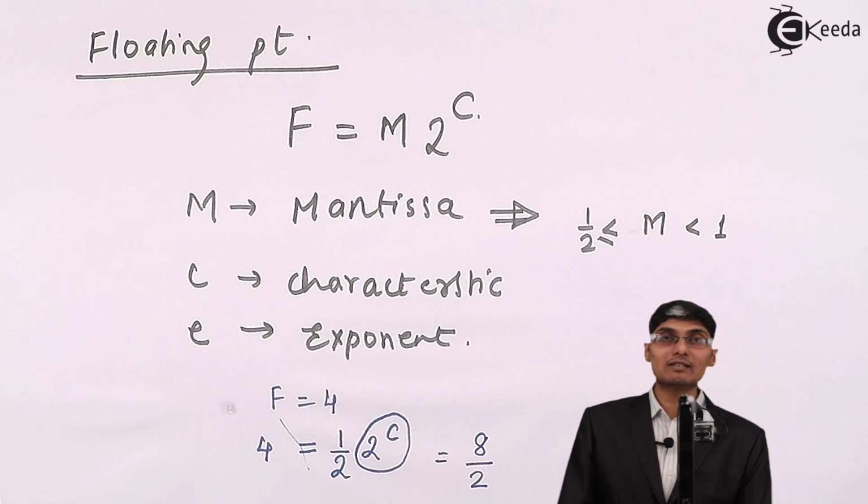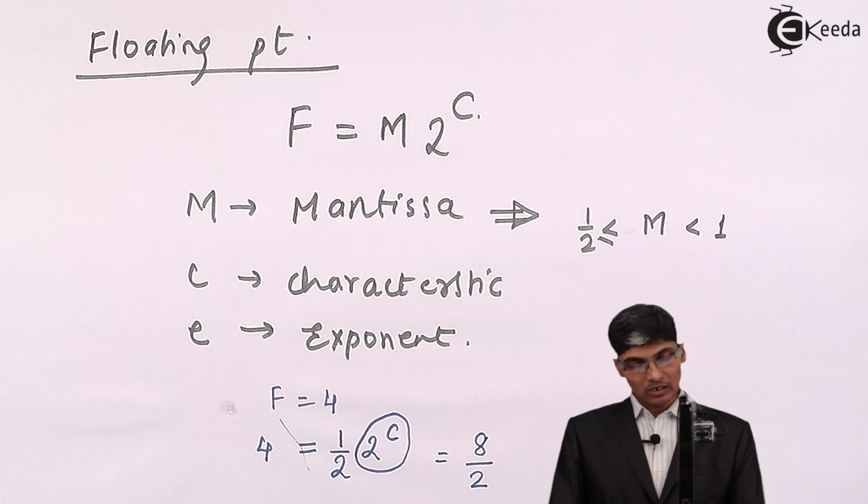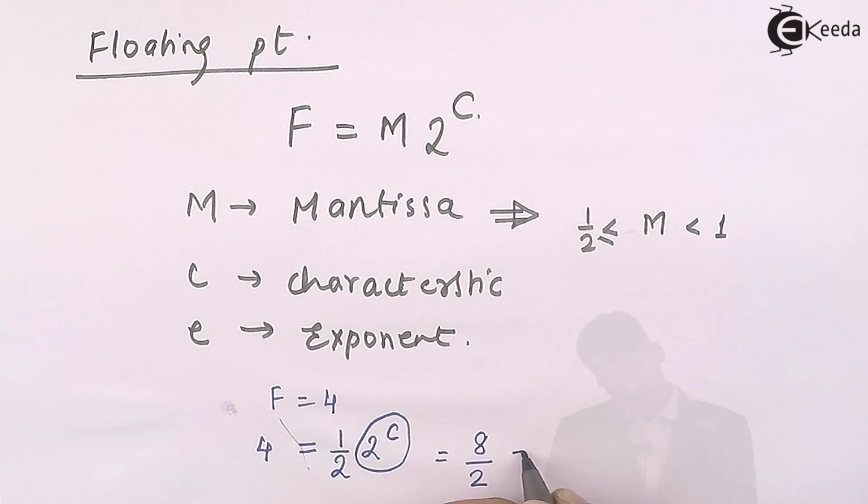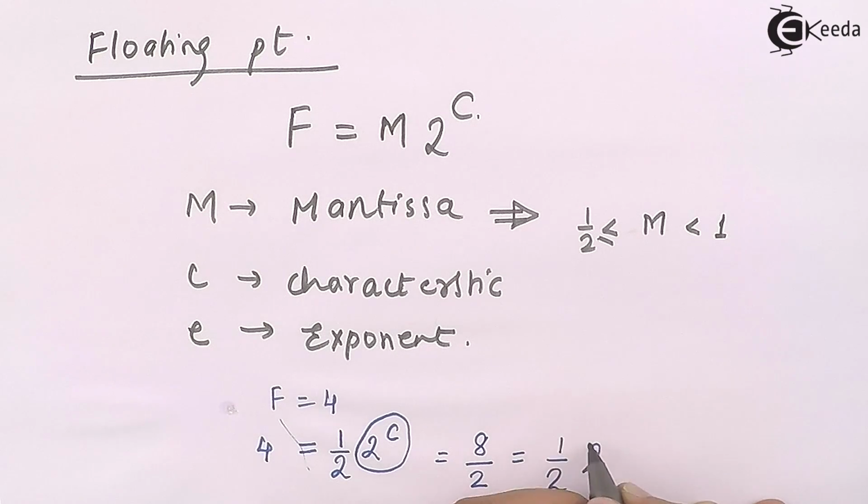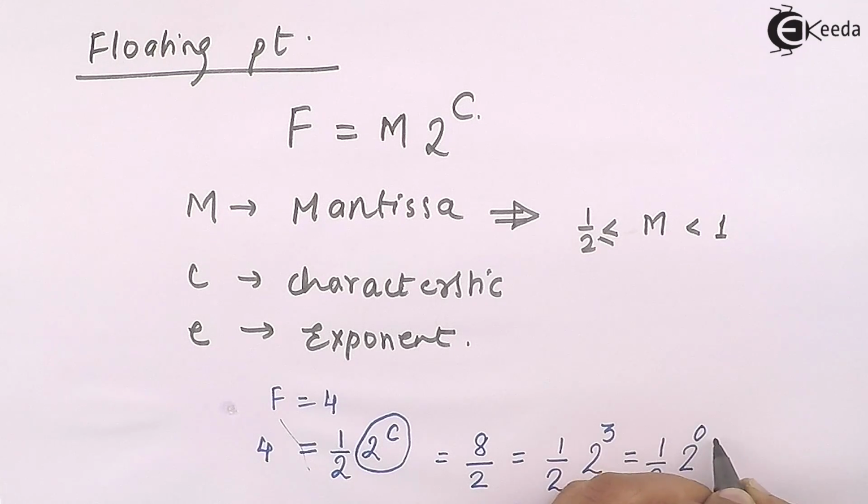When will 2 raised to c give me the answer as 8? When it is 2 raised to 3. So the mantissa now comes as 2, and the characteristic is 2 raised to 3. Now 3 I am representing in decimal, but it is not allowed. What do I need to use? I need to use binary. So 3 in binary will be 0, 1, 1. If I don't want 3 bits, I can write 1, 1. Or I can write 0, 1, 1 if there are 3 bits associated with the exponent, or with the characteristic.